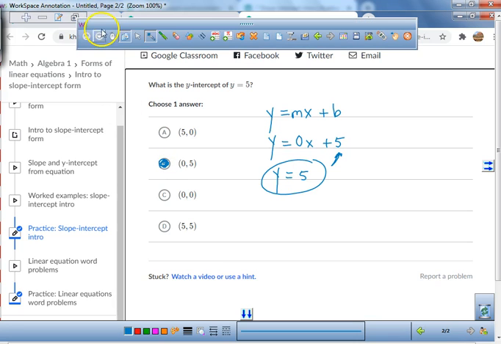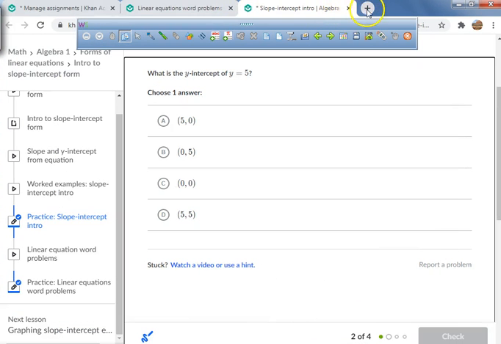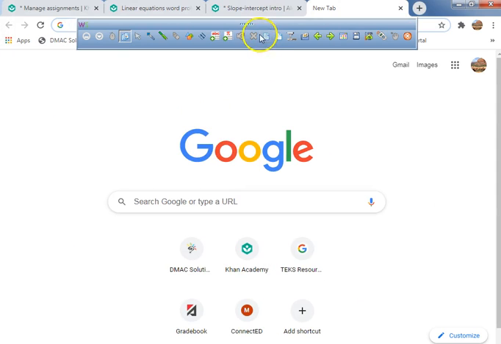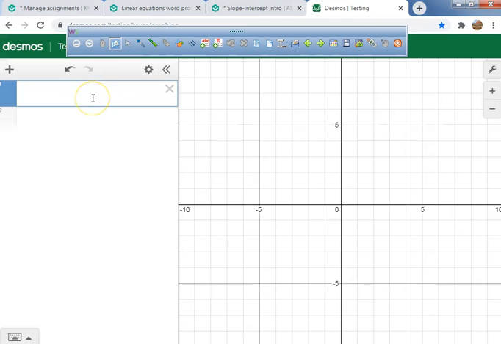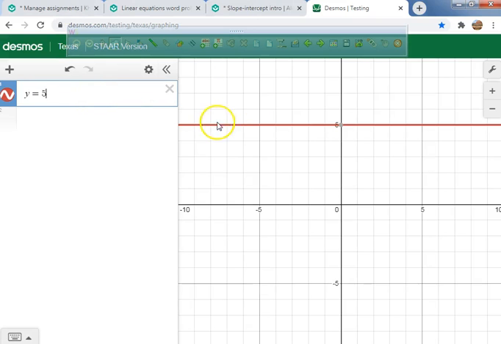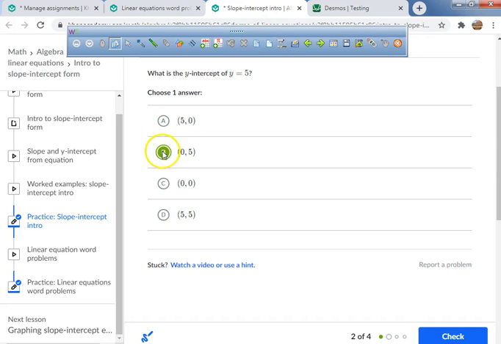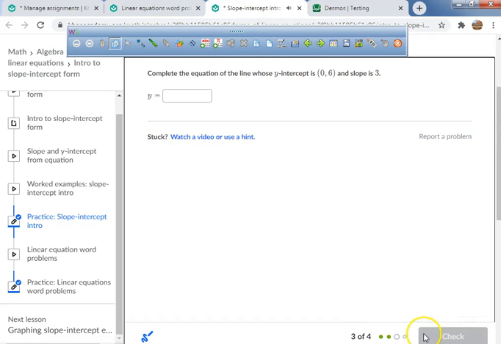Now, if you have a graphing application, you can go ahead and go to Desmos. It's very, very easy to use. You can even type in the equation like y = 5, and you can clearly see where the y-intercept is, (0, 5). And that's it. Ta-da! We're done. Let's look at the next one.